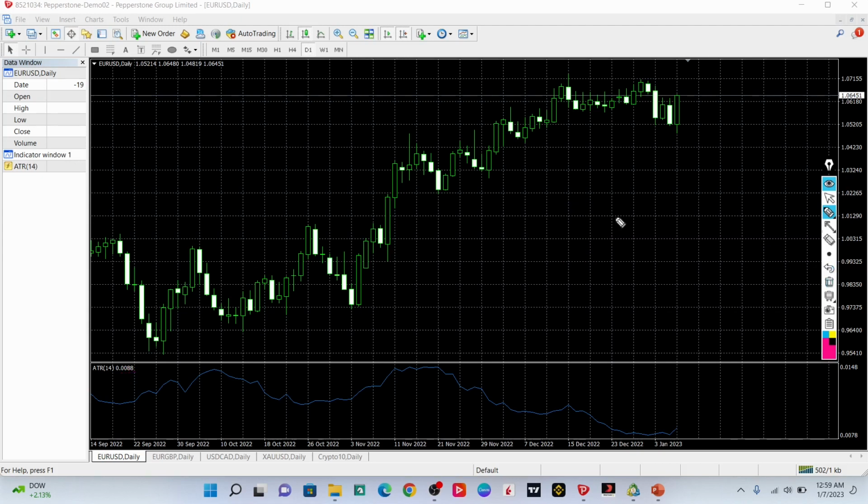So if we add the ATR of 14 candles backward, we shall be able to get this digit here, which is 88 pips. Okay, so that is how we read the ATR in short.